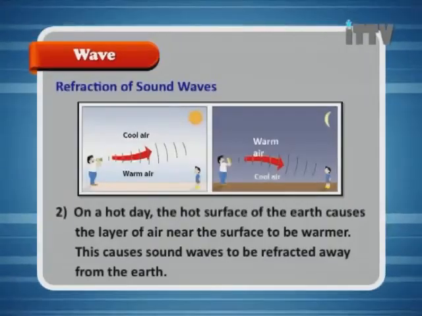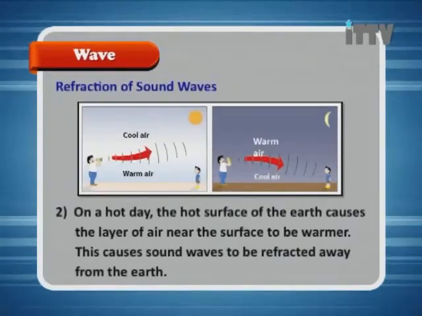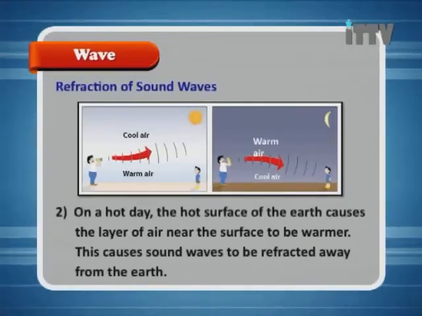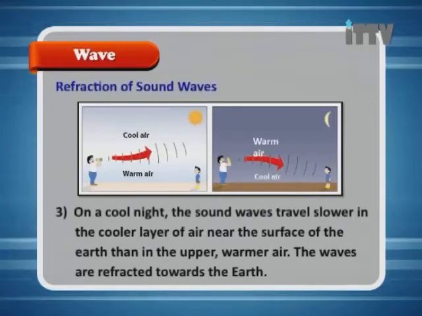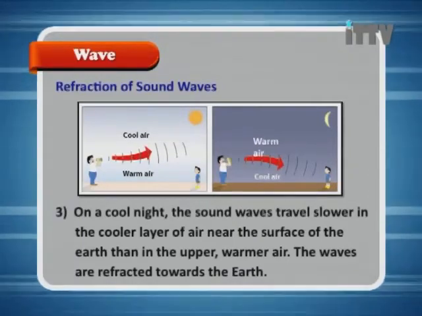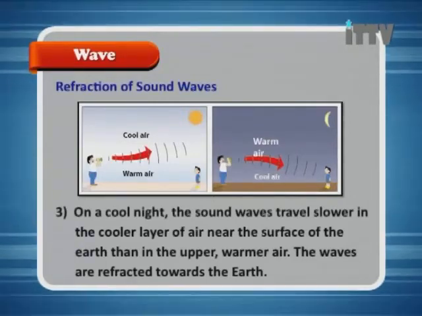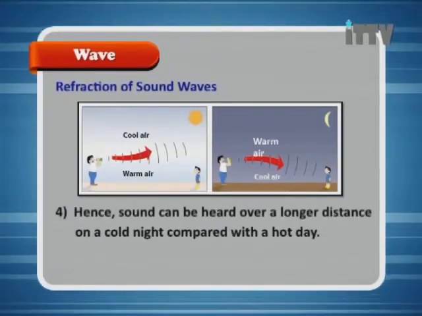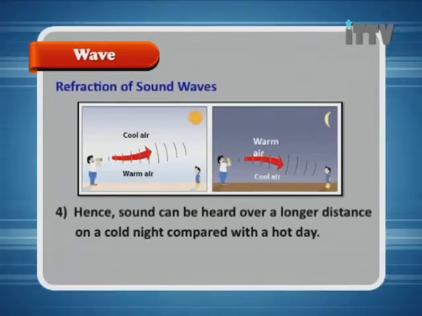On a hot day, the hot surface of the earth causes the layer of air near the surface to be warmer. This causes sound waves to be refracted away from the earth. On a cool night, the sound waves travel slower in the cooler layer of air near the surface of the earth than in the upper warmer air. The waves are refracted towards the earth. Hence, sound can be heard over a longer distance on a cold night compared with a hot day.